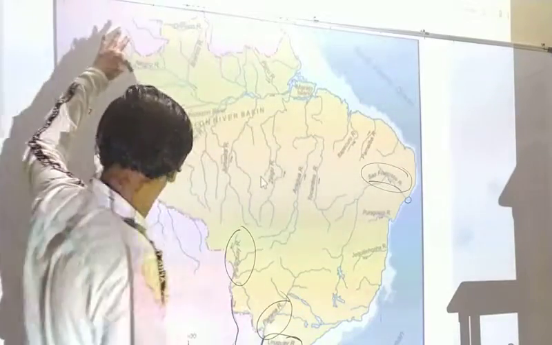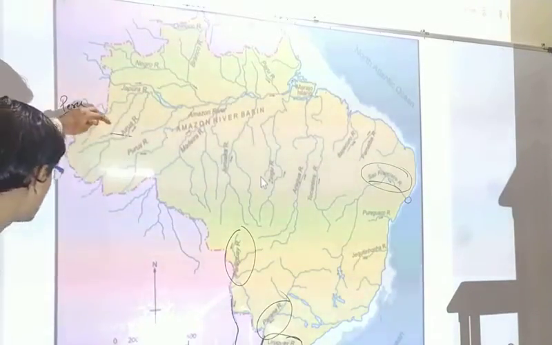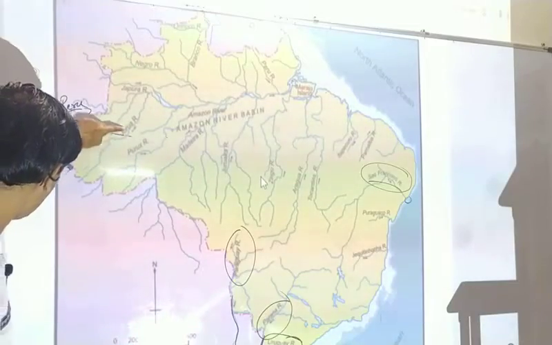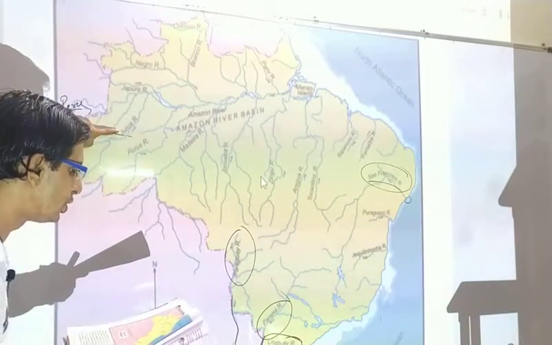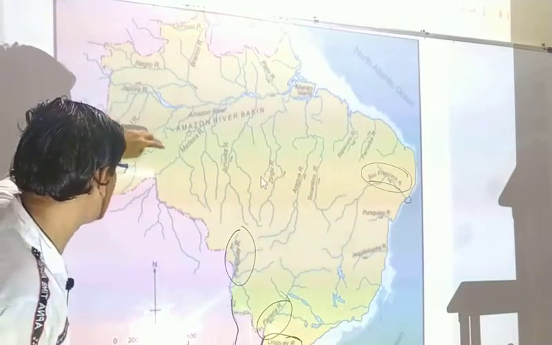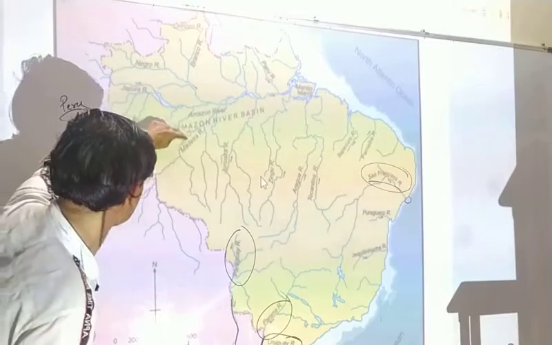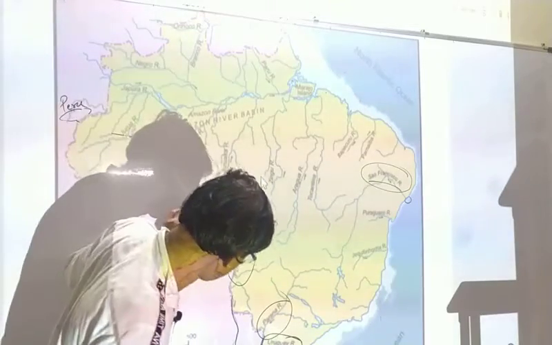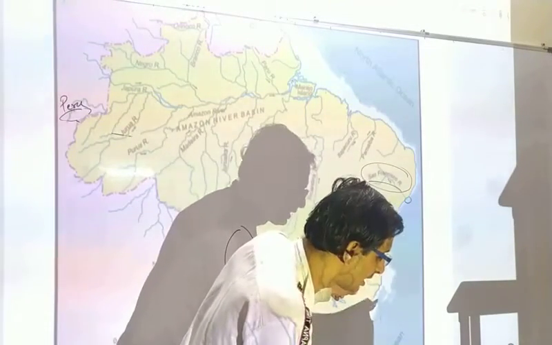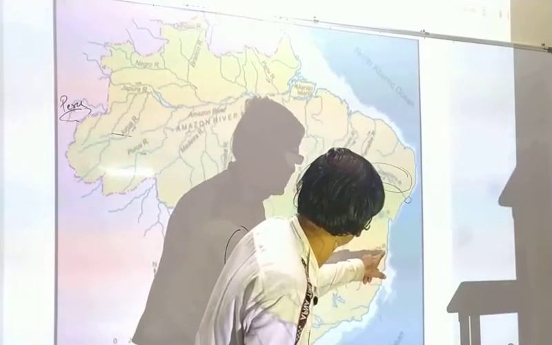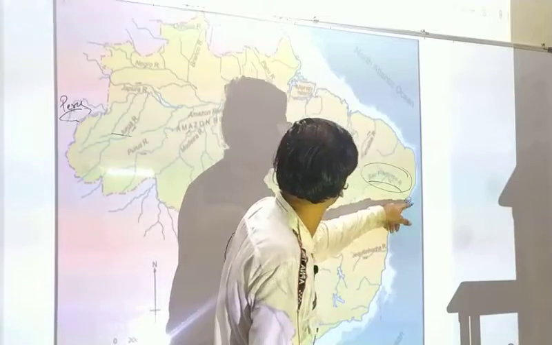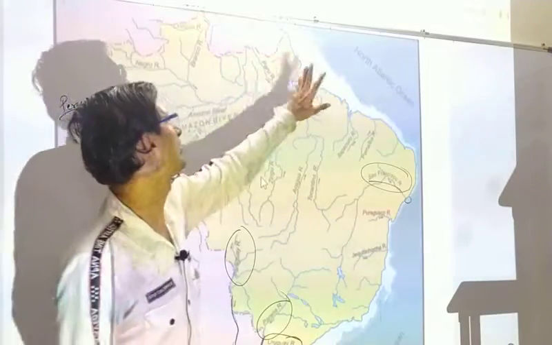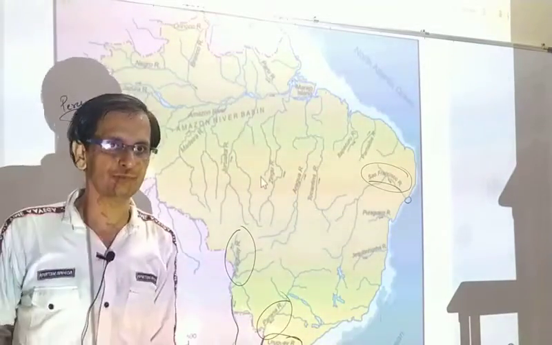Then the Purus River and Jurua River. Japura is not a coastal river, nor are Purus and Jurua. Then you can see here the Madeira River. This is not a coastal river. Coastal rivers are only the Jequitinhonha River, Paraguaçu River, São Francisco River, Paranaíba River, Itapecuru River and Amazon River. These are the 5-6 rivers which are coastal rivers.